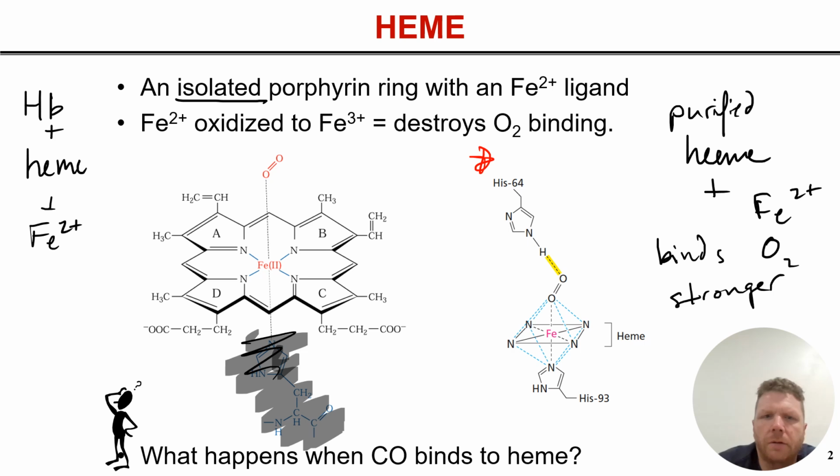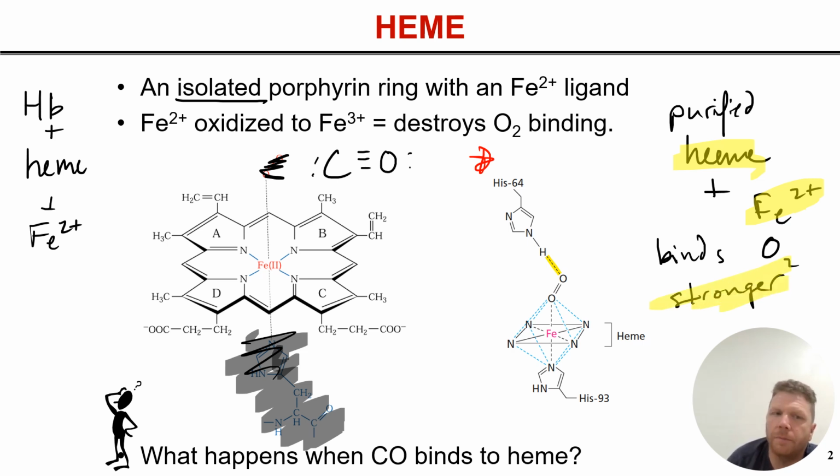And that's worth noting because another thing that this can bind in place of O2 is this molecule right here, carbon monoxide. Now, let me rewrite that and show you the structure of carbon monoxide. Carbon monoxide has lone pairs of electrons. There we go. There's a molecule of carbon monoxide right there. Now, carbon monoxide can displace that O2. And this purified heme Fe2+ can bind carbon monoxide more strongly as well.